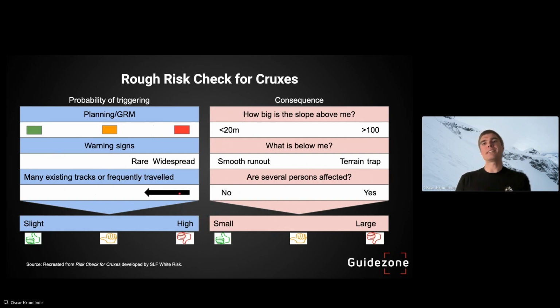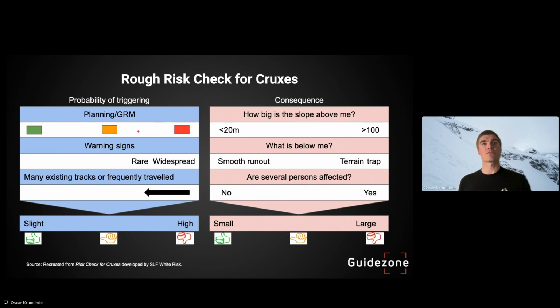Then you need a more detailed assessment in the actual field, which is especially for the probability of triggering. You need to make an analysis of: is there a weak layer? How likely is it to propagate? How thick is the slab? How does that affect things? How does this slope look? Is it a homogeneous slope, or is it convex? All these affect the probability and potentially the consequences of an avalanche release.